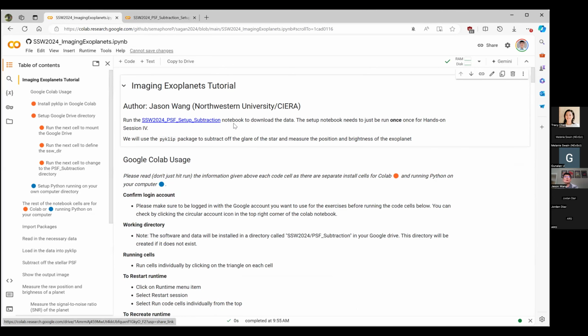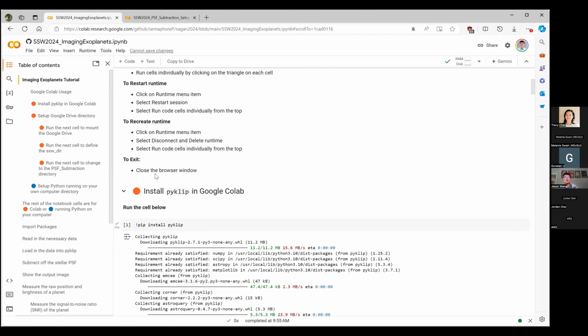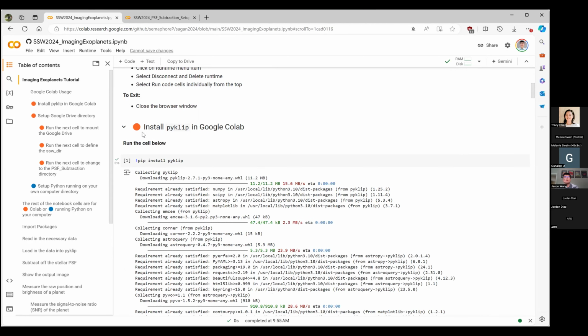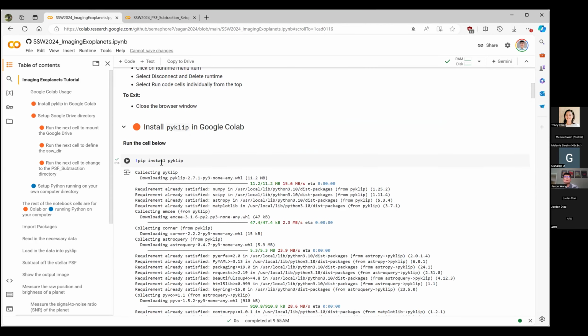Okay, so once you have that, assuming you're doing this on Google Colab, we'll only execute the cells with the orange buttons first for setup. First, we have to reinstall pyklip. Pyklip is the package that we'll be using to do PSF subtraction, to basically remove the bright glare of the star, and to also measure the positions of the planets. So the bulk of the data reduction and activity is going to be done with this package.